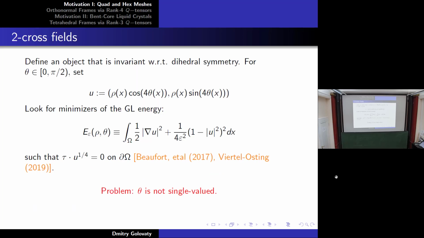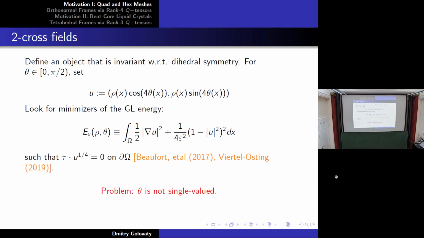So this is a version of an algorithm that was proposed by people who do meshing. What they proposed in 2 dimensions was to basically solve a Ginzburg-Landau-type problem. Define a vector u like this. It is going to be attached to the boundary in such a way that the vector (cosine theta, sine theta), let's say, is normal to the boundary.